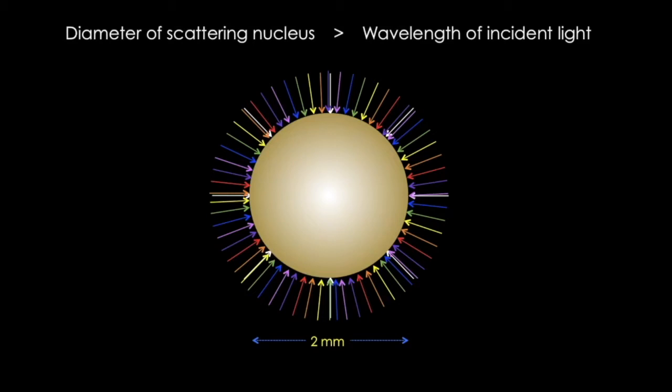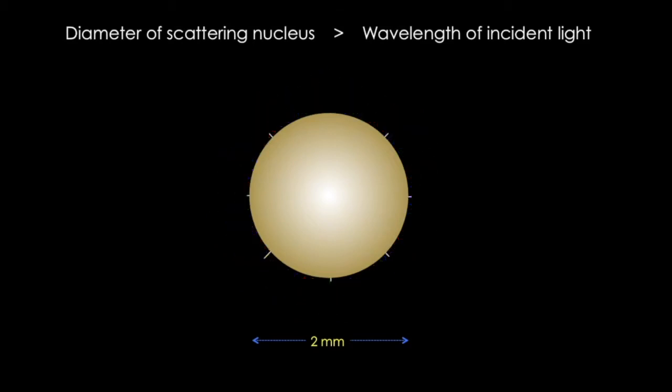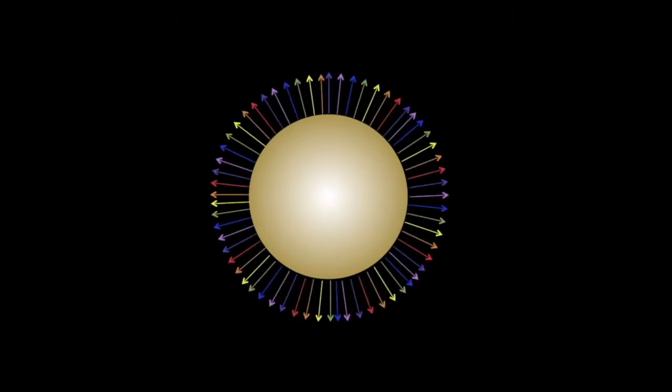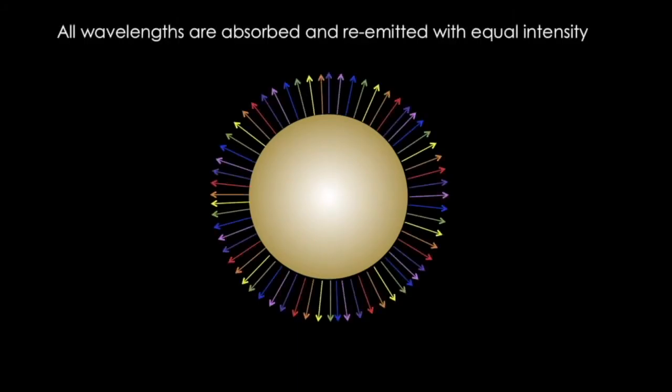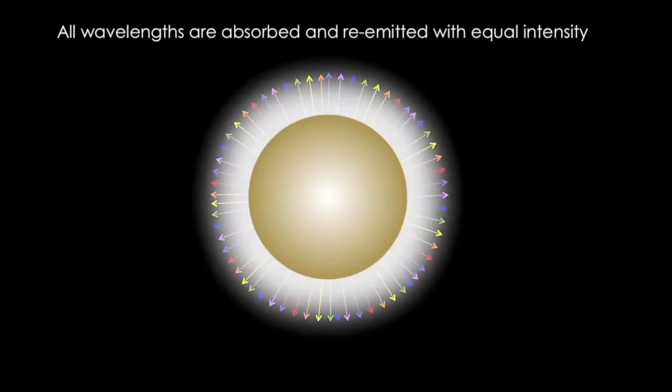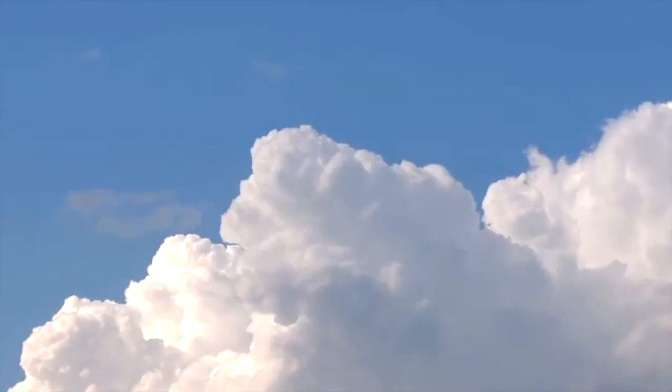So what happens? All the colors of light are absorbed by the scattering nucleus and then they are subsequently re-emitted with equal intensity. So all the colors are scattered with equal intensity, and all of these colors are going to mix up, and hence this congregation of water molecules is going to appear white, which explains why clouds are white in color.